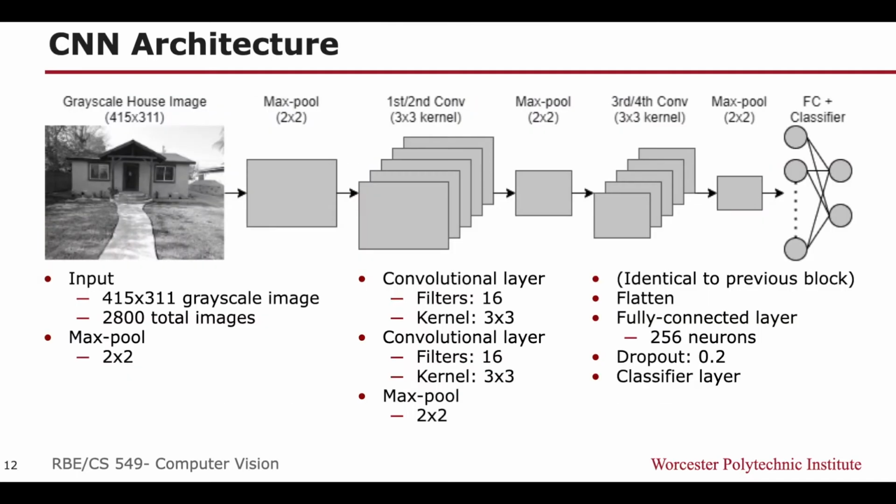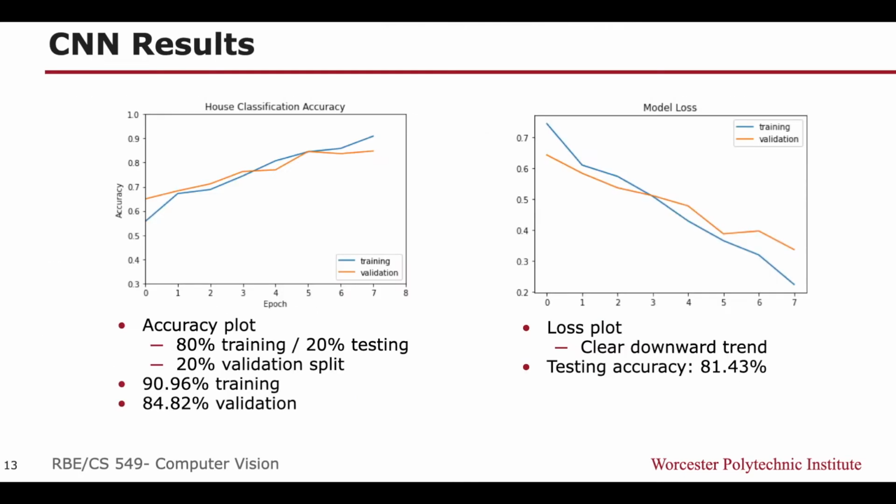So here's a quick overview of the architecture of our CNN. We have our 415 by 311 pixel input image, which has been grayscaled to remove color dependency, followed by an initial max pooling layer. We then have two sets of two convolutional layers, followed by max pooling layers, followed by a fully connected layer of 256 neurons, a 20% dropout, and then our two-class classifier layer as our output.